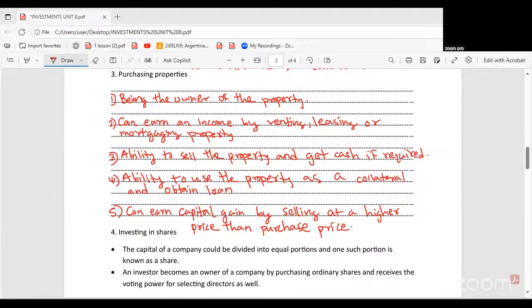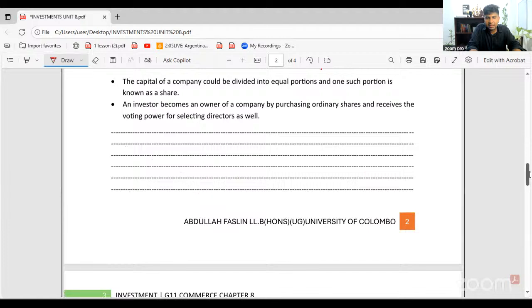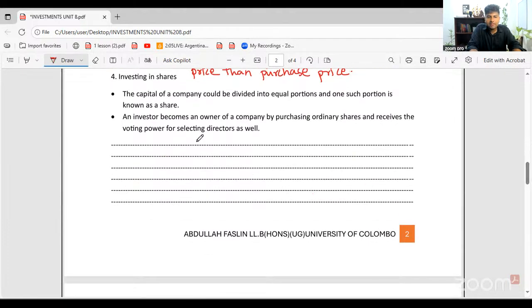Now the next one is investing in shares. The next one is the FD certificate. An FD certificate means that when you put a FD, they will give you a certificate, like when you put your money into the bank, they give you a bank book. So, investing in shares.